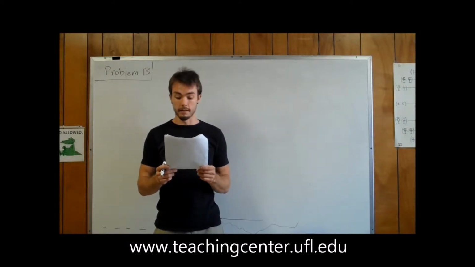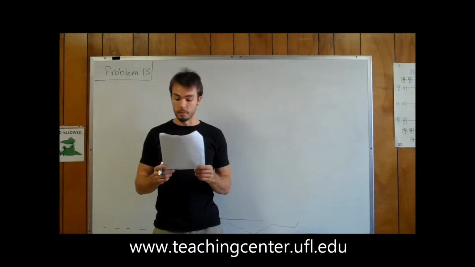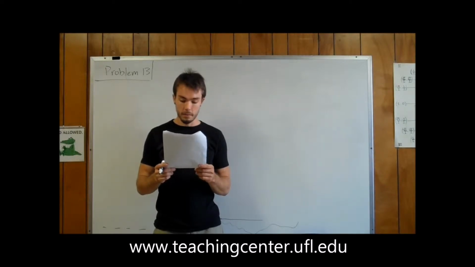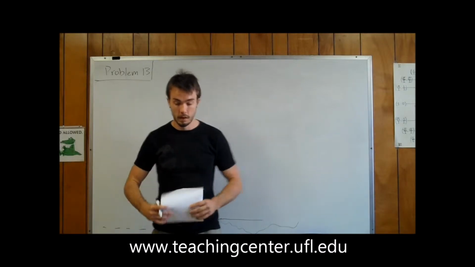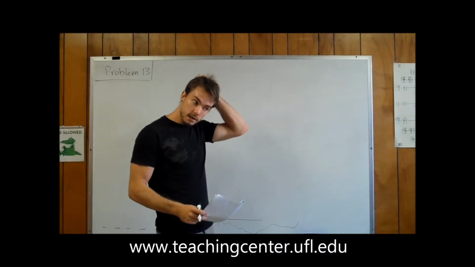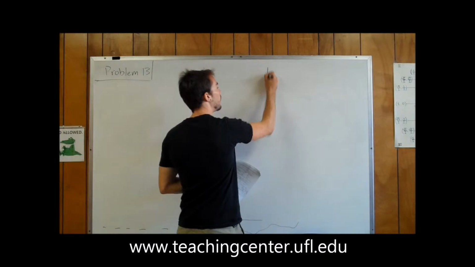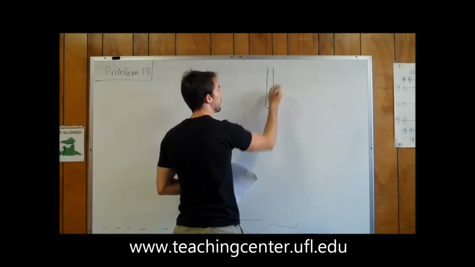Problem 13 states the rotational inertia of a uniform thin rod about its end is mL squared over 3, where m is the mass and L is the length. Such a rod is hung vertically from one end and set into small amplitude oscillation. If L equals 1 meter and m equals 200 grams, this rod will have the same period as a simple pendulum of length blank.